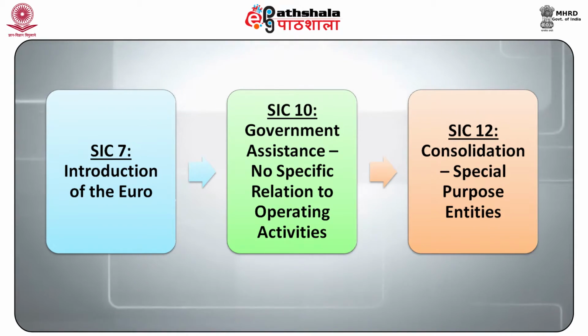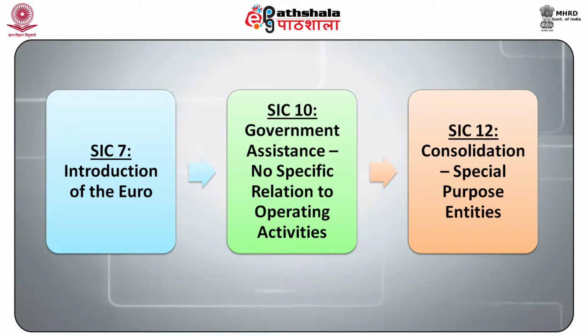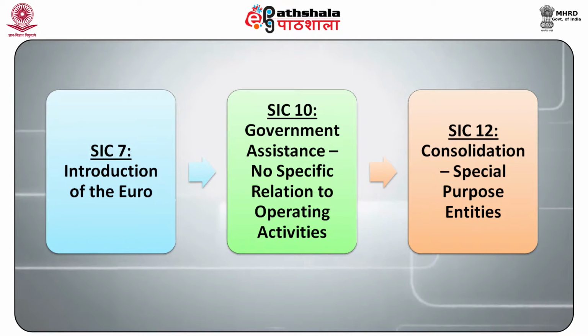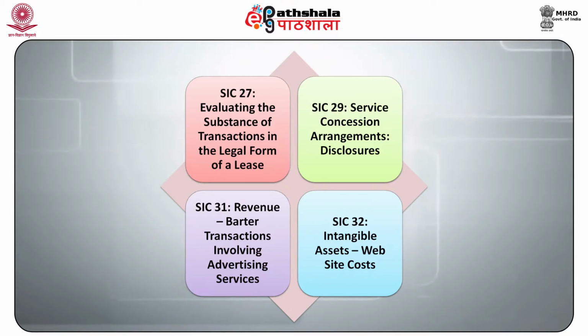SIC 10, Government Assistance: No Specific Relation to Operating Activities. SIC 12, Consolidation: Special Purpose Entities. SIC 13, Jointly Controlled Entities: Non-Monetary Contributions by Venturers. SIC 15, Operating Leases: Incentives. SIC 25, Income Taxes: Changes in the Tax Status of an Enterprise or its Shareholders. SIC 27, Evaluating the Substance of Transactions in the Legal Form of a Lease.